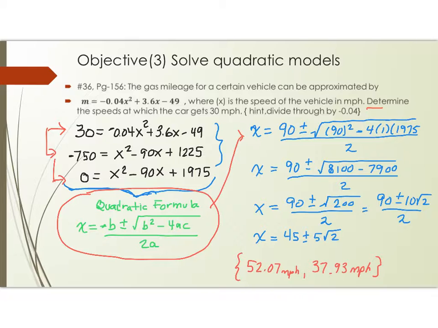So x technically is equal to 45 miles per hour plus or minus 5 times the square root of 2 miles per hour. Well, we don't really know what that is, so we go ahead and do the arithmetic, and we get a solution of the following: 52.07 miles per hour or 37.93 miles per hour will give us the gas mileage of 30 miles per gallon.